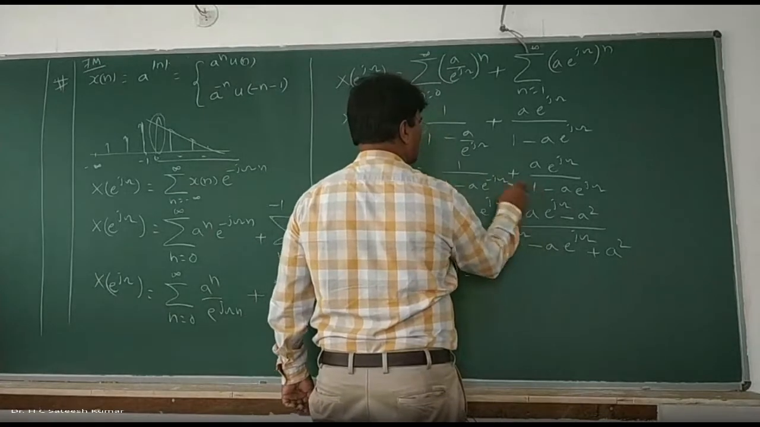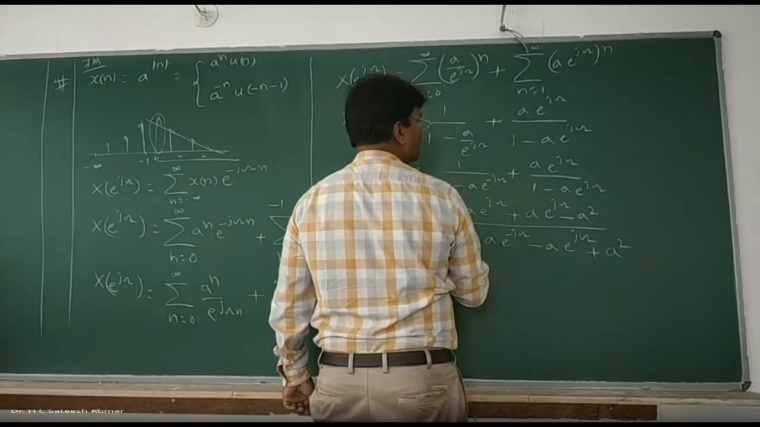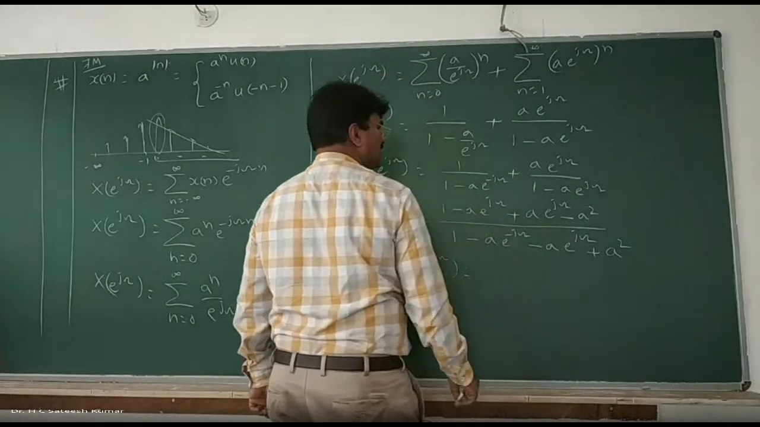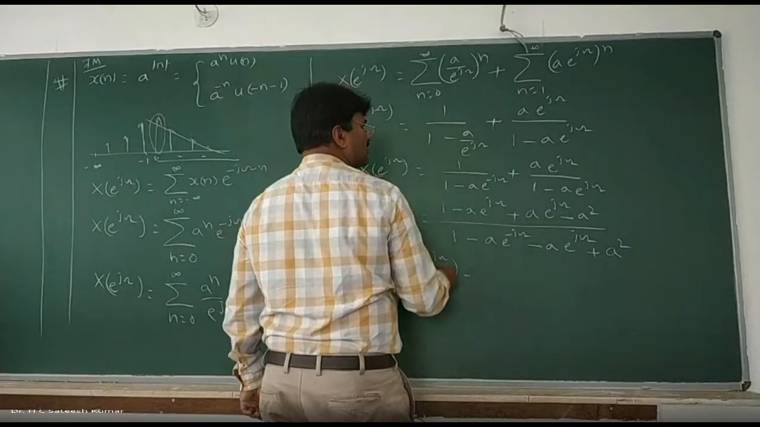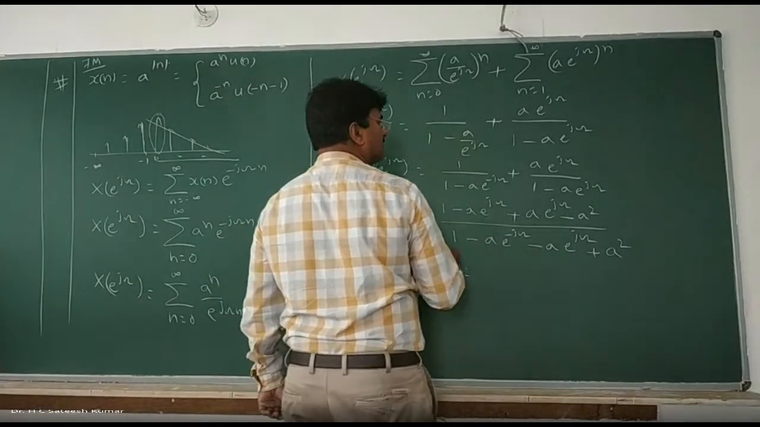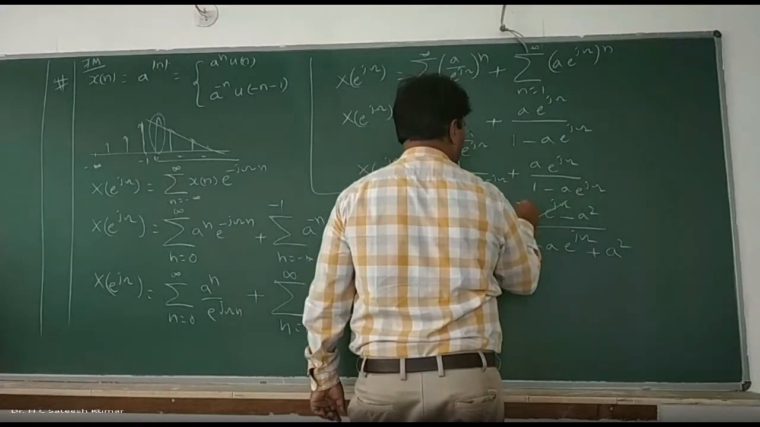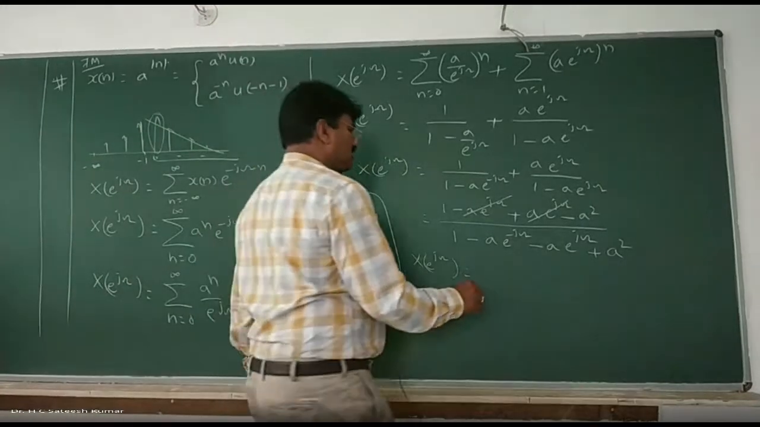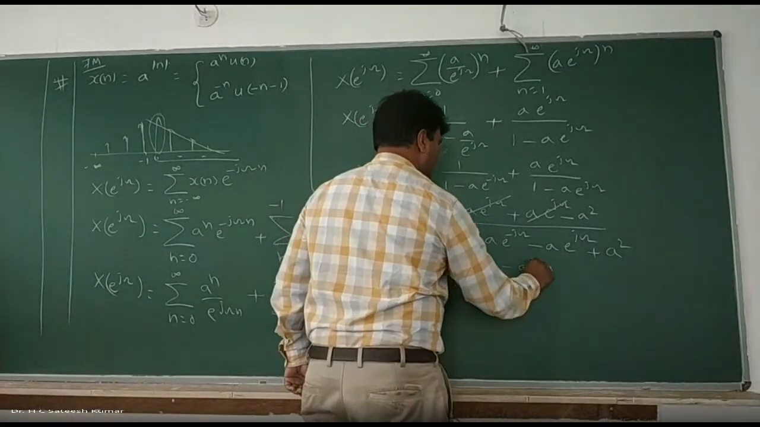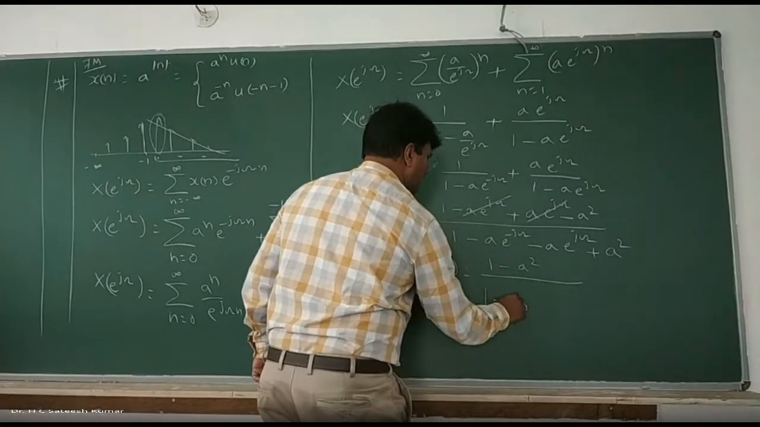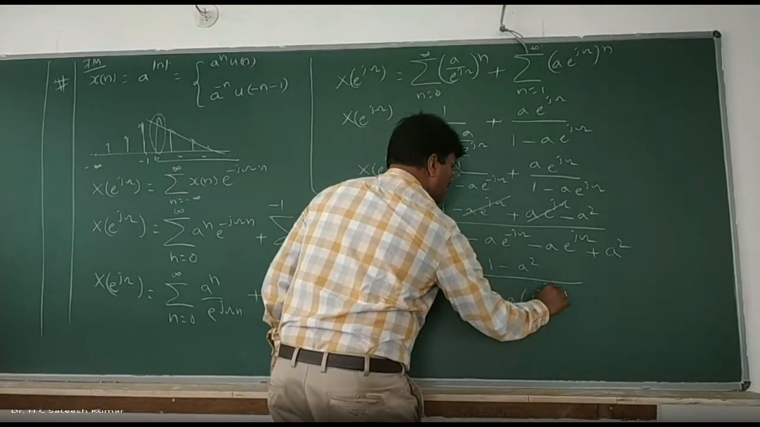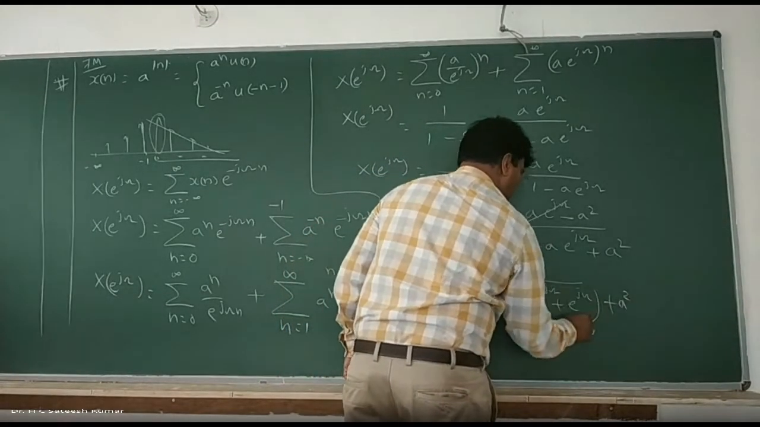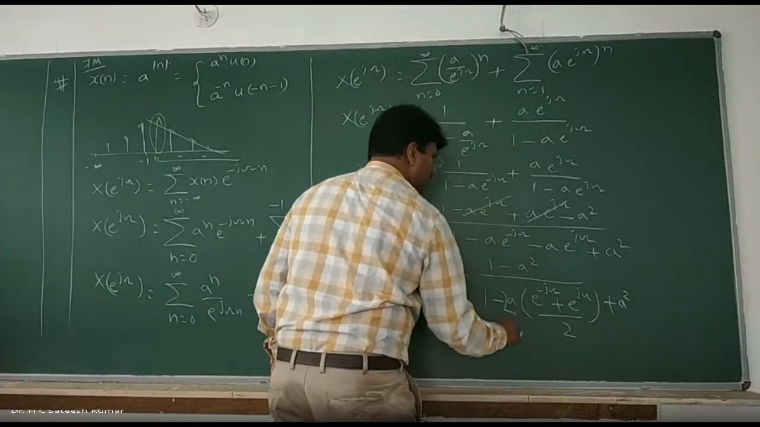1 minus e to the power of, when you take the LCM, this is 1 minus a into e to the power of j omega. So 1 minus e to the power of j omega. These two get cancelled. You will get 1 minus a square. So 1 minus a square divided by 1 minus a, you take it outside, e to the power of minus j omega plus e to the power of j omega plus a square divided by 2 multiplied by 2.